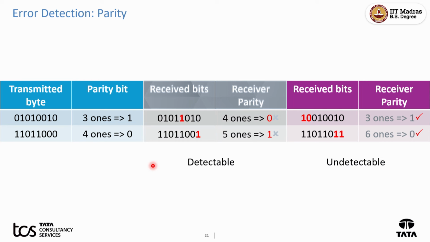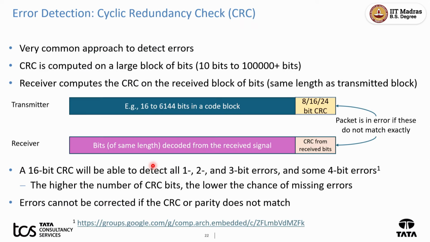So there are some detectable errors, some undetectable errors, but parity is not the most powerful check. In fact, it's the basic check. A much more powerful check, which happens a lot in communication systems, is the cyclic redundancy check. Okay, this is called CRC.